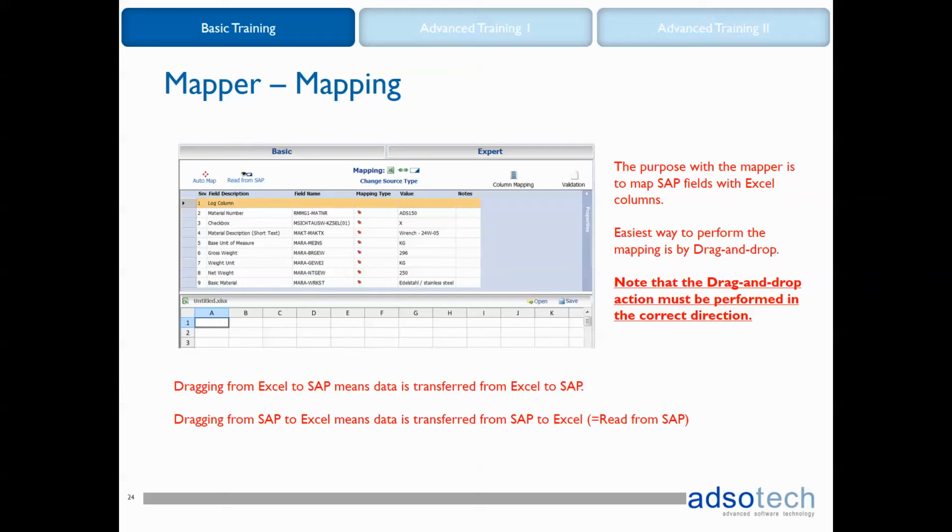There is a possibility of using Winshuttle transaction to get data going in the other direction as well. So I would get data from SAP to Excel. But that's not what I'm looking for right now. So I want to drag and drop from Excel to SAP.